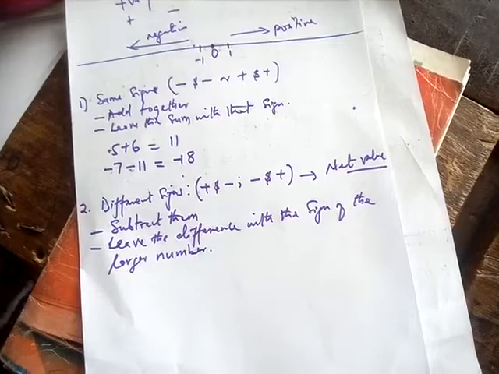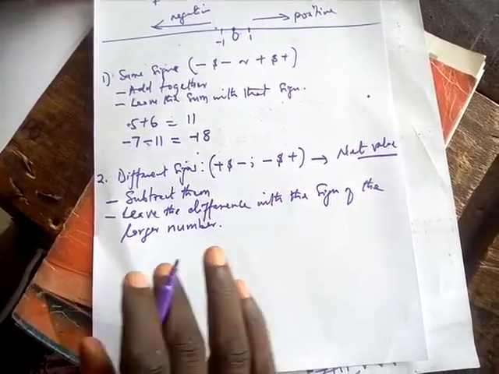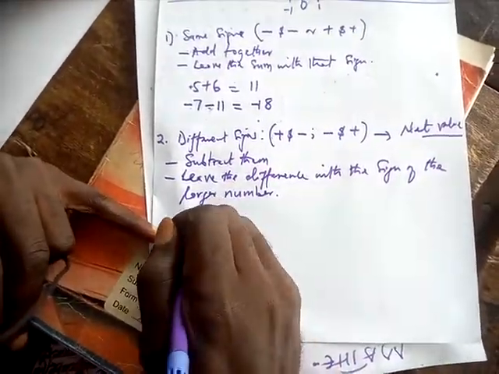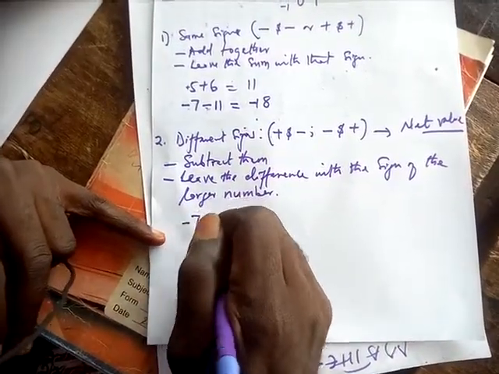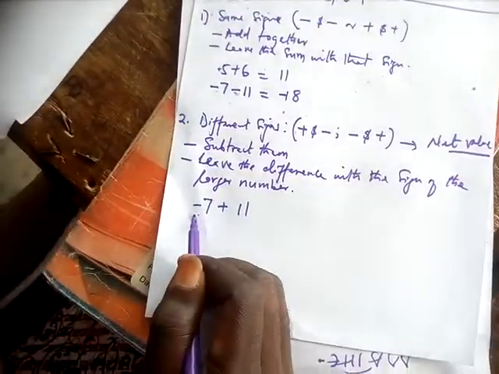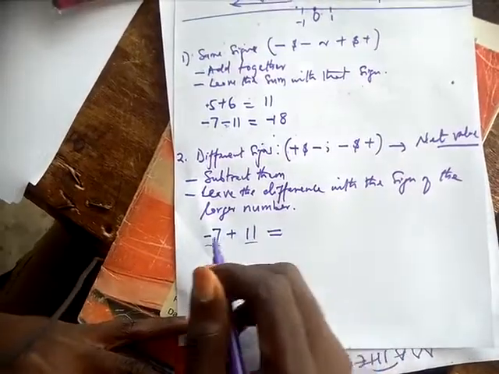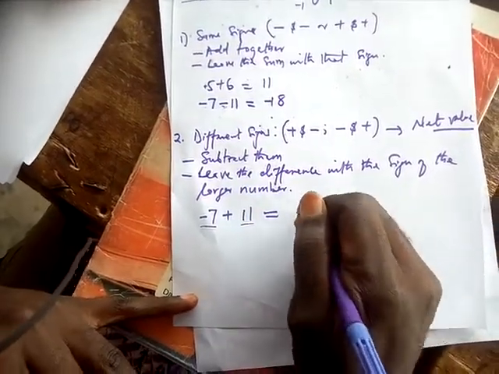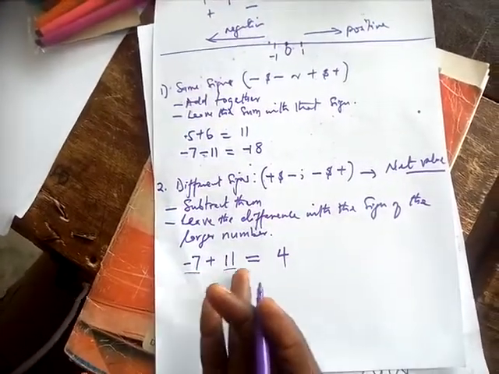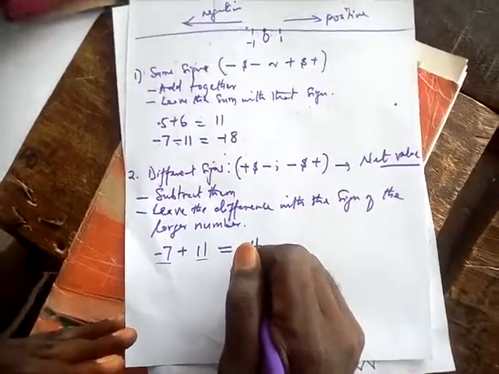The larger number there is technical. I wouldn't want to go into it, but for now, I wanted to stick with giving them the sign of the larger number. For example, we have things like minus 7 plus 11. This is negative, this is positive, so they have different signs. What you do is subtract. When you subtract 7 and 11, you have 4. And the sign the 4 will have depends on the larger number. The larger number here is 11. So since 11 is positive, the answer will be positive.